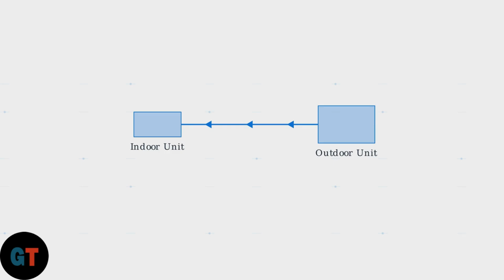These two components must constantly talk to each other to coordinate cooling and heating operations. Think of it like a broken telephone line, preventing two people from talking to each other. When this communication fails, your entire AC system shuts down or refuses to start its cooling or heating cycles.